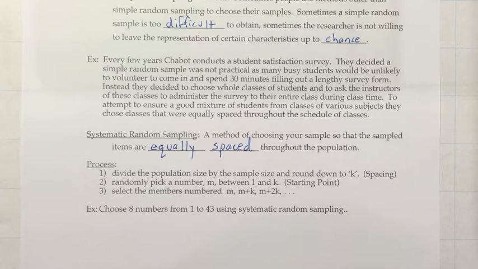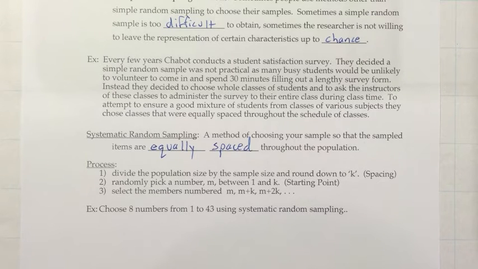So step 1, divide the population size by the sample size and round that down to a number that we'll call k, and that will be our spacing. And then step 2 is to randomly pick a number m between 1 and k. That'll be our starting point. We saw earlier we probably shouldn't do that in our head. We want some random method for that. And then step 3, select the members that are numbered m, m plus k, m plus 2k, and so on.